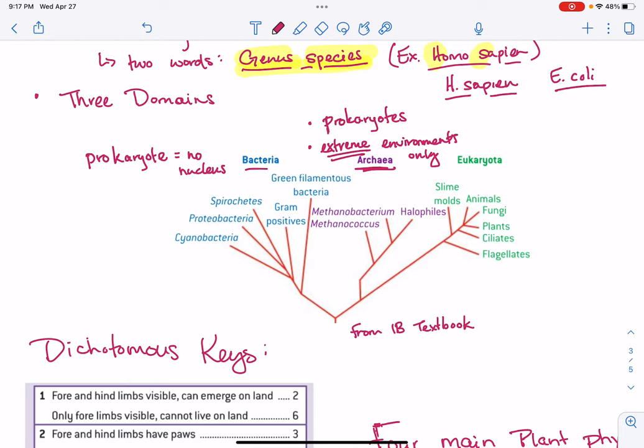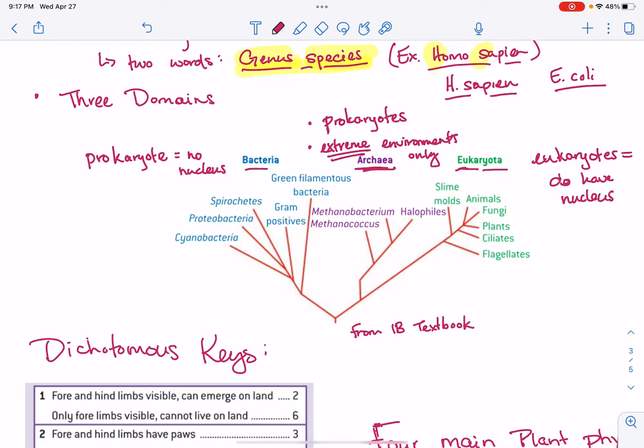Just kidding, they're not fun guys, because fun guys are in your eukaryota. Oh my gosh. So these are your eukaryotes. So U means do. So they do have a nucleus. Do have a nucleus.